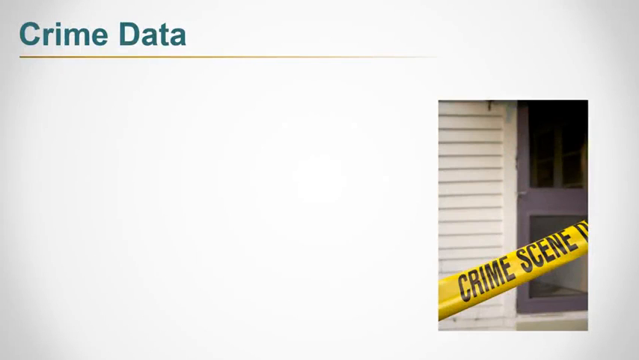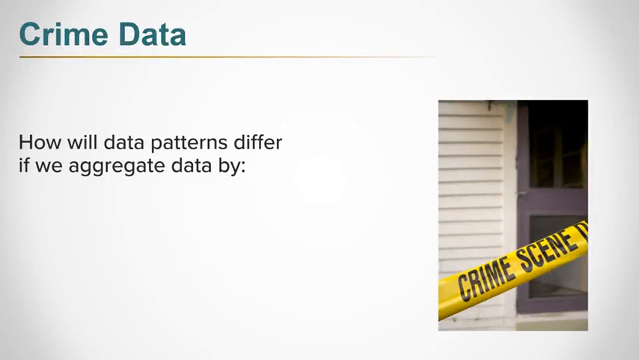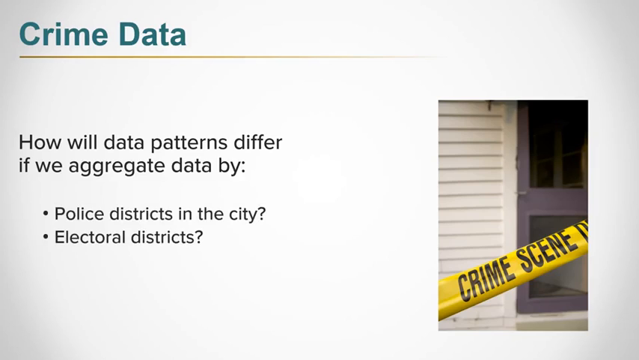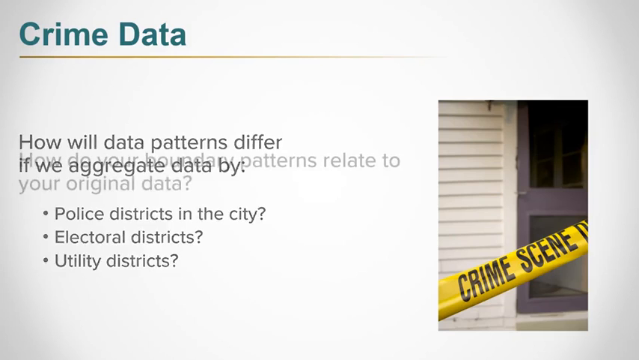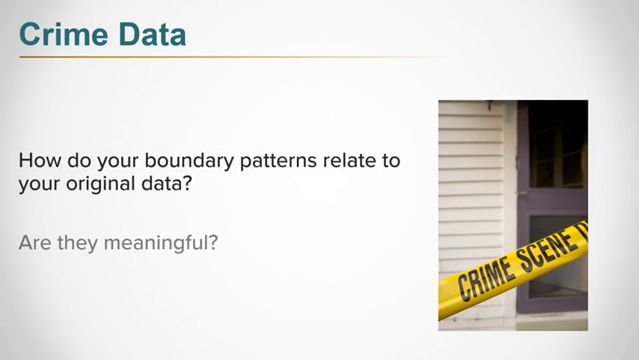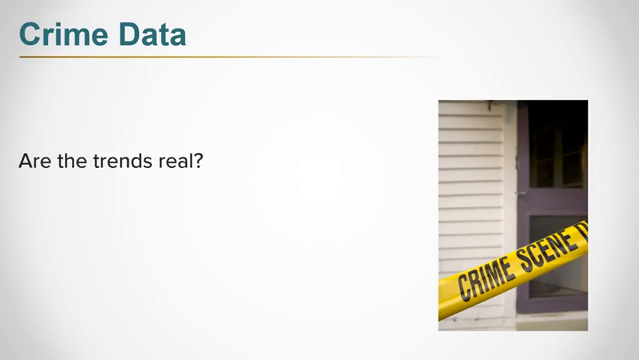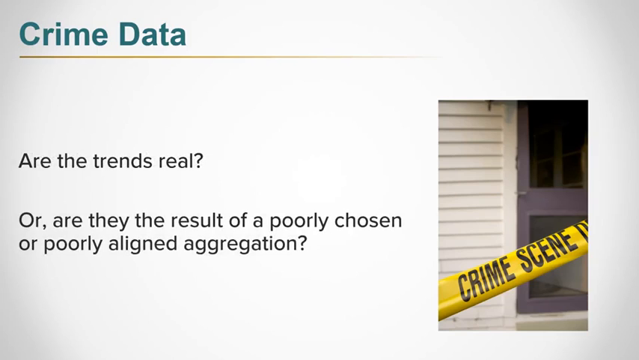Imagine we have points representing crime incidents in a city. We could potentially aggregate statistics from these incidents to police districts in the city. But we might see different patterns doing that than if we were to aggregate to electoral districts or utilities districts, etc. Each of these could be informative, but when boundaries don't mean anything to the original data, and sometimes even when they do, you might get artifacts in your result. You will have to assess whether the trends you see are real or the result of a poorly chosen and poorly aligned aggregation.